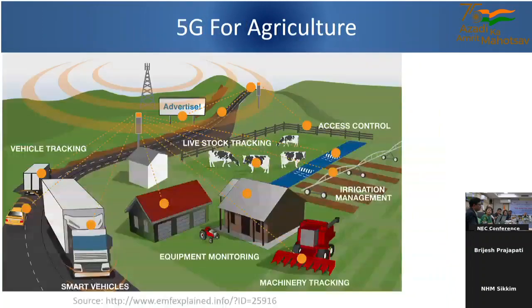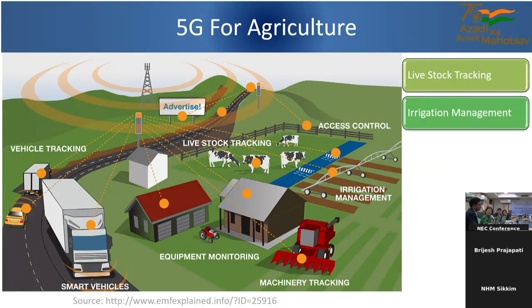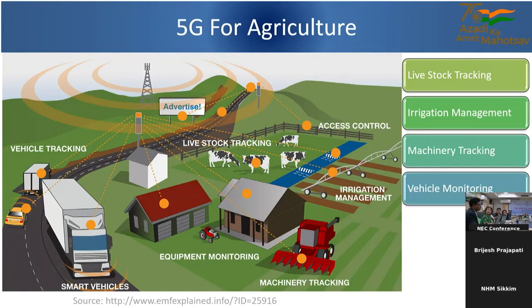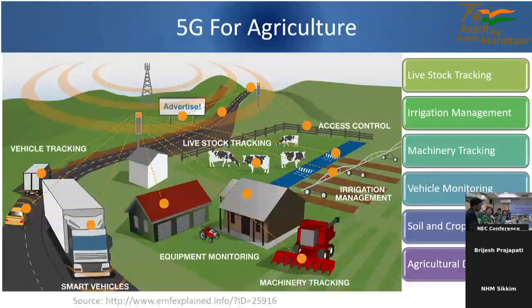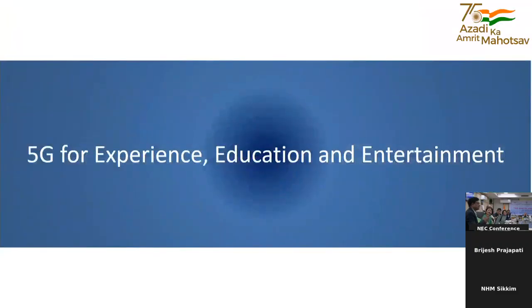So what we have for agriculture, you can even monitor the livestock or track them, or irrigation management you can do, or machinery tracking you can do. So vehicle monitoring, since you are able to deploy sensors in every object, every machine, etc. So you are able to monitor them and use the services. So it's a combination of technology, that is communication technology, IoT kind of technology, and other backend services which our SMEs and startups would be working on, and there are some commercial products already available.